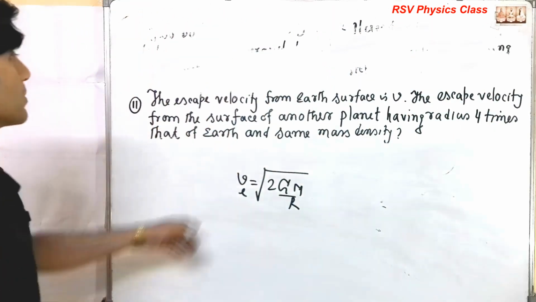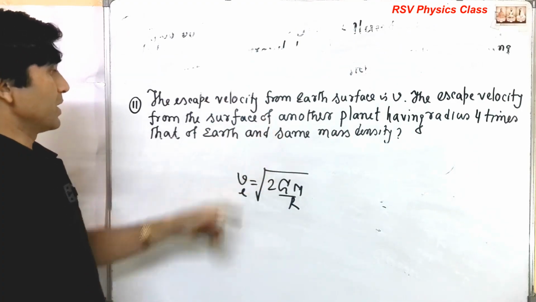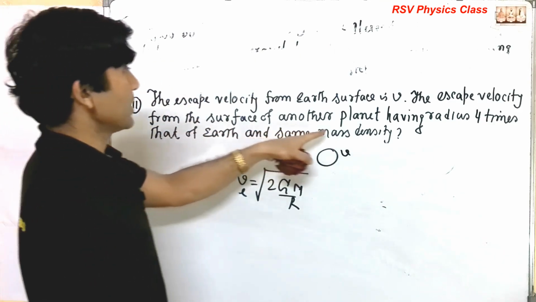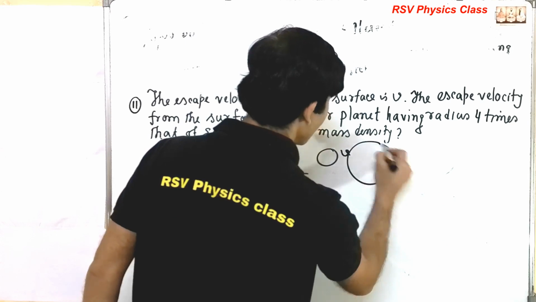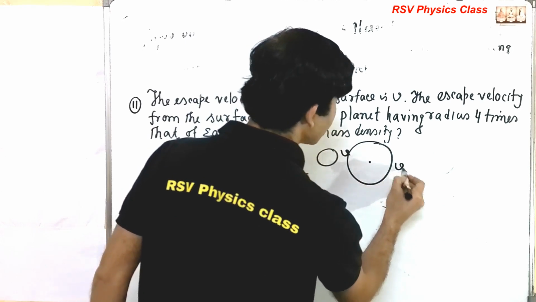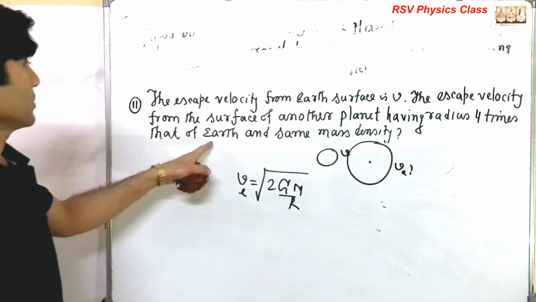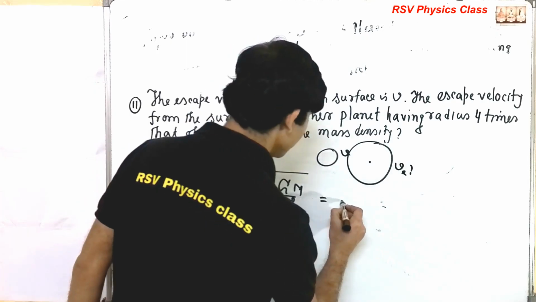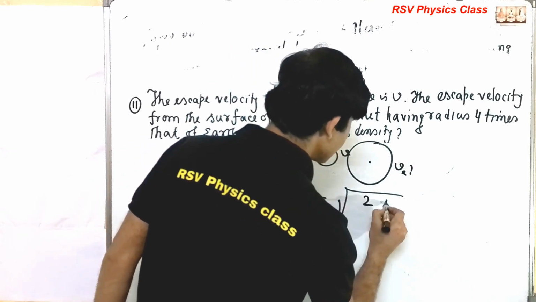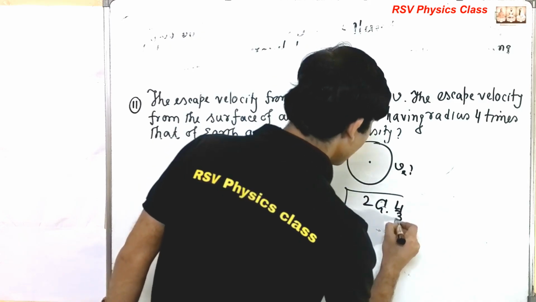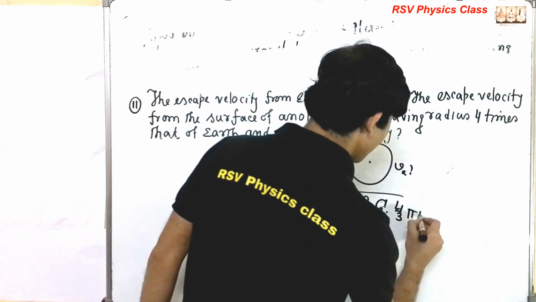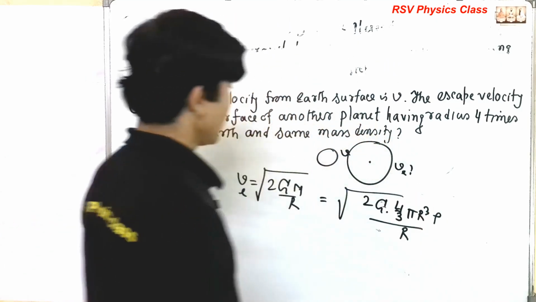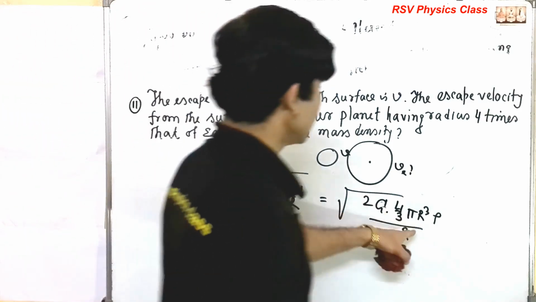So escape velocity from the earth surface is v, and the escape velocity from the surface of another planet of radius 4 times the radius, with the same mass density, what will it be? So you have to write in terms of root over of twice g, mass density means 4/3 pi r cube rho, over r. See here this is r, this is r square.